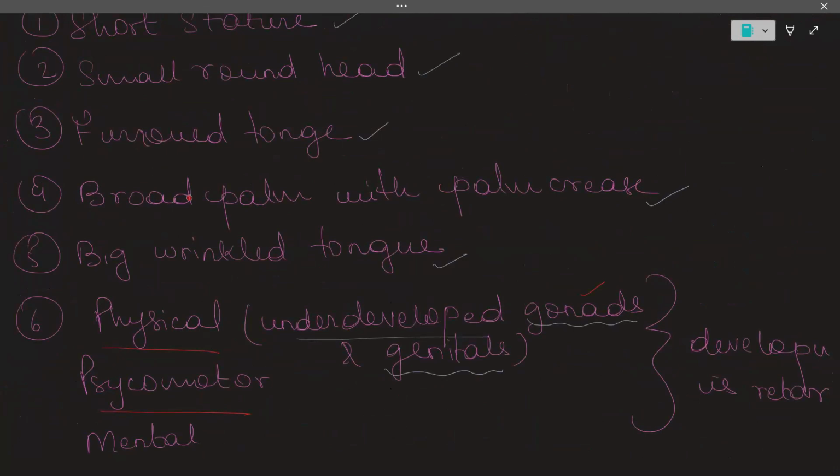Yes, ma'am. Any doubts in Down syndrome? No, ma'am. Why is it happening? What is the case? Trisomy is also clear to everyone. Yes, ma'am. All right, very good.